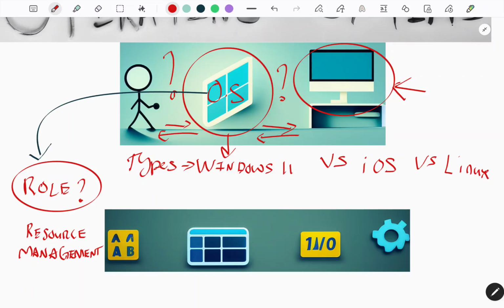So for example, when you want to use a computer to do a simple computation, like 1 plus 1, this OS will take a bit of the RAM, which is the random access memory from the computer, and then it will call the CPU to execute the process, and you will get the output. All right, resource management.